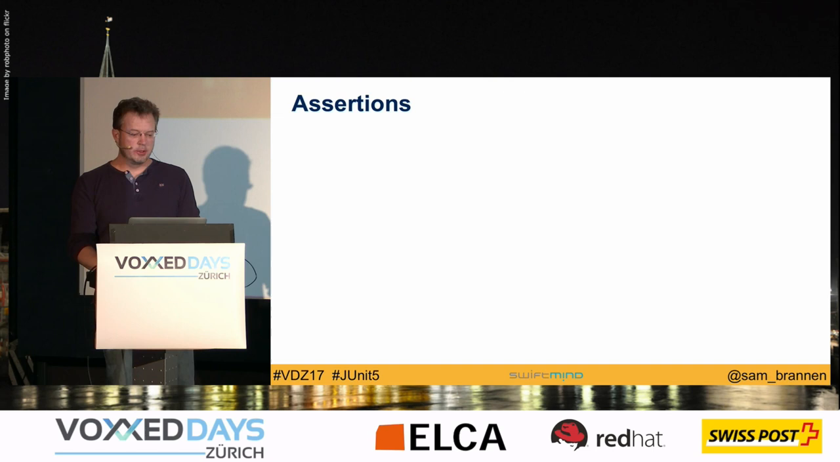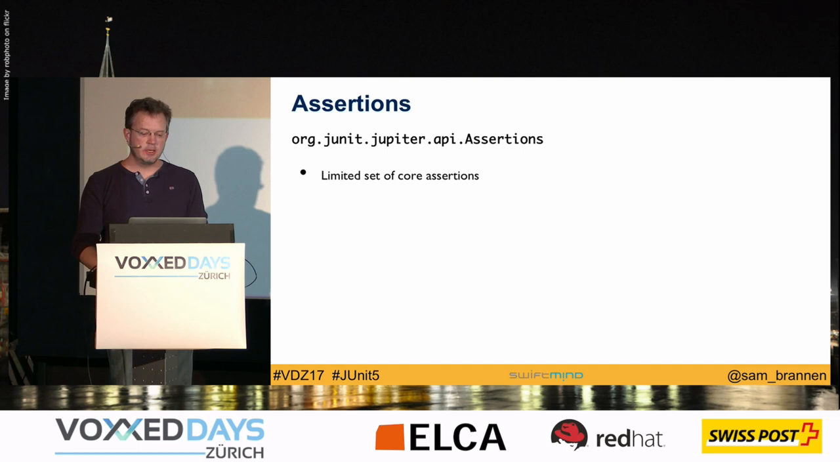So assertions, we debated, should we have our own assertion library, right? There's already good ones out there. In the end, we decided to implement a very basic set. This is in the org.junit.jupiter.api.Assertions class, so not the Assert class anymore, but Assertions. A limited set of core assertions. You get your basic stuff like assertEquals and assertNotNull, the ones you're familiar with from JUnit 4.